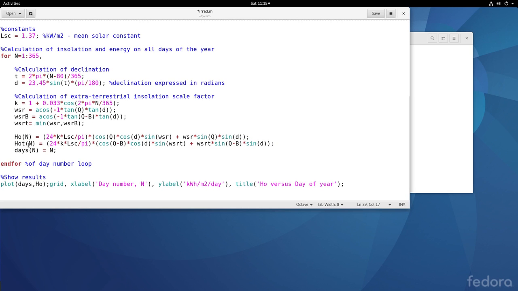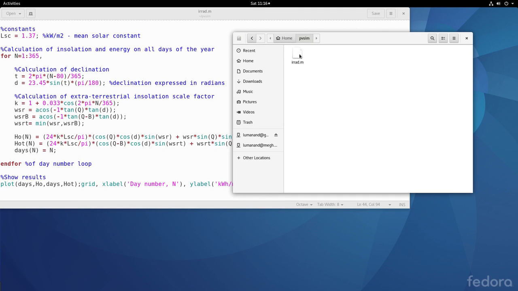Now this would give us the estimate evaluation of the energy incident on a tilted surface, tilted with an angle beta. Then coming to the display results, we have days versus H naught. We will also need days versus HOT, and then we will change the title slightly as H naught and HOT. So this would be our new edited script file. We will save it, and then this would be the saved file here.